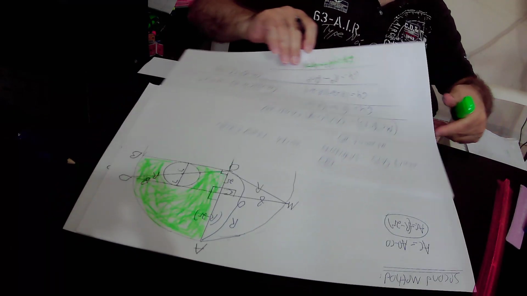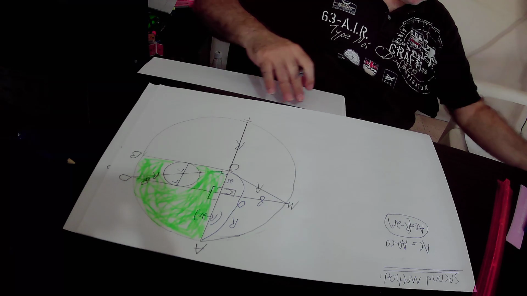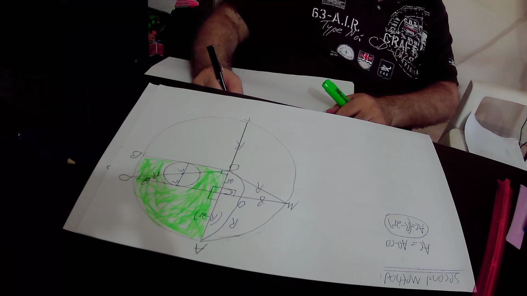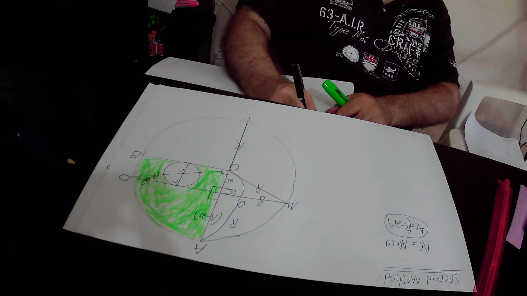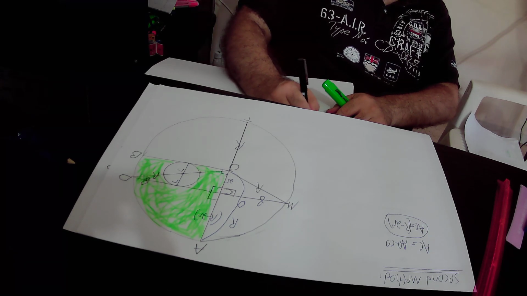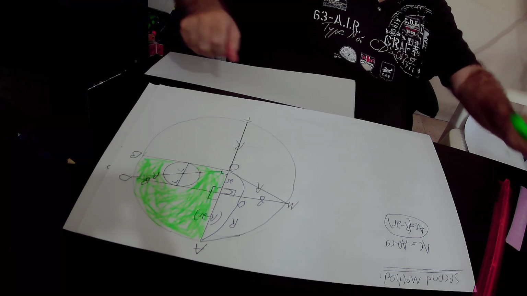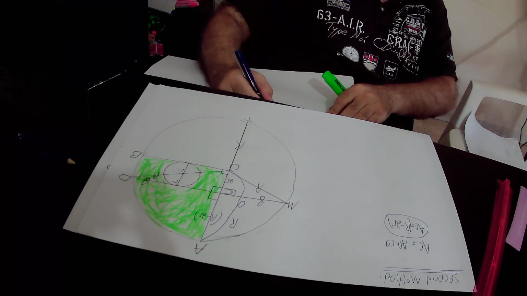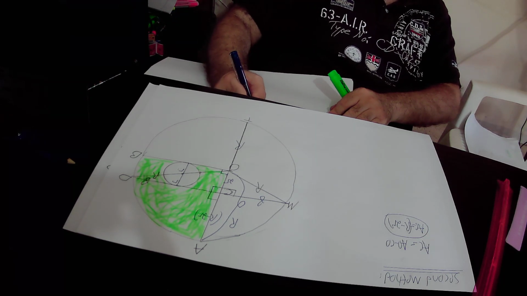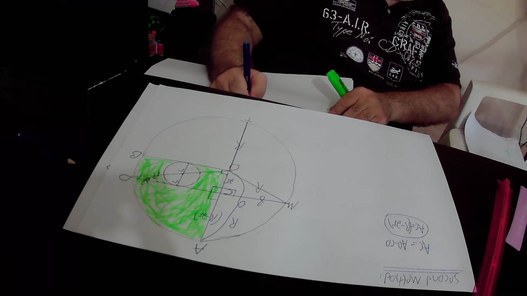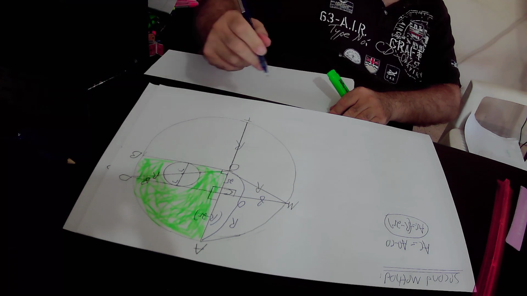And what is actually the area of the green shape? The area of the green shape equals the area of the quarter circle minus the area of the small circle.